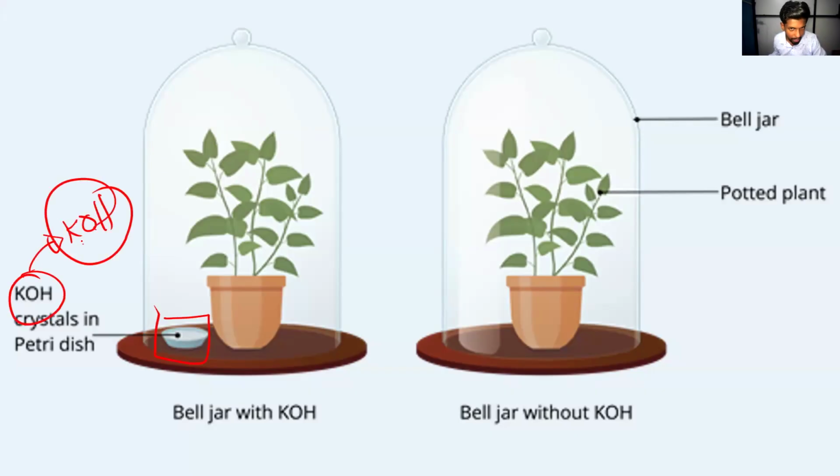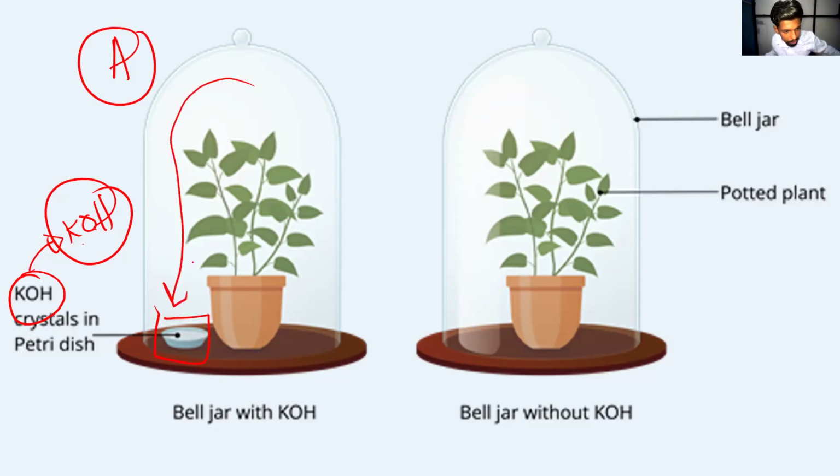Potassium hydroxide is there. So what will happen in this beaker, in practical A, in setup A? All the carbon dioxide in this setup will be absorbed by the KOH, potassium hydroxide.